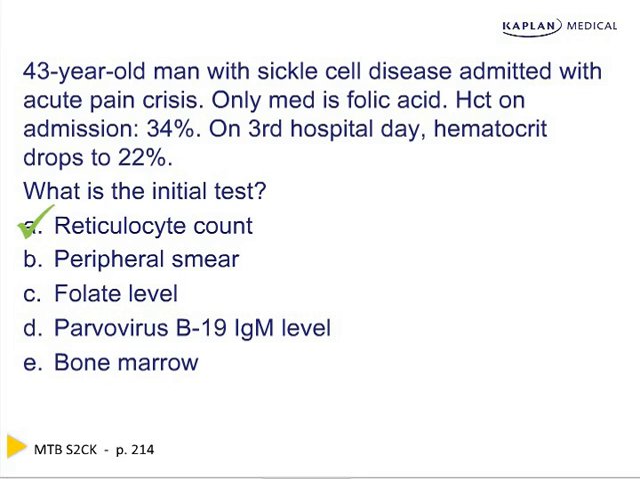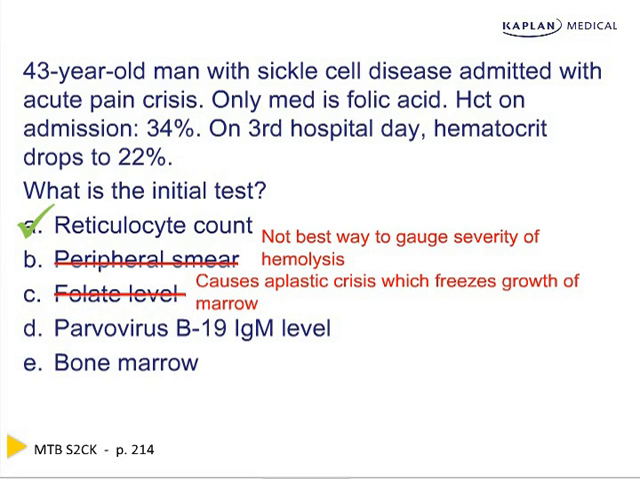This is parvovirus. But with parvovirus, the first thing you do to see whether it's freezing that marrow is the reticulocyte count. Remember, the peripheral smear can't gauge the severity of hemolysis, and the peripheral smear doesn't help us here. We know the guy's got sickle cell disease. If he's on folic acid, there's no point doing a folic acid level right now. You see, folic acid deficiency causes aplastic crisis, which freezes the growth of the marrow, but he's on folic acid.